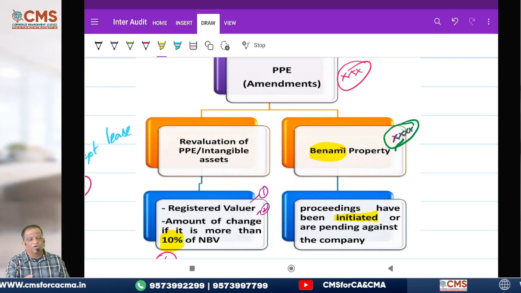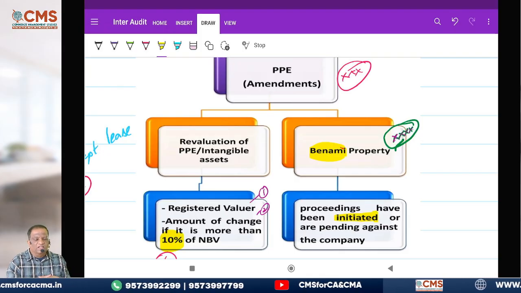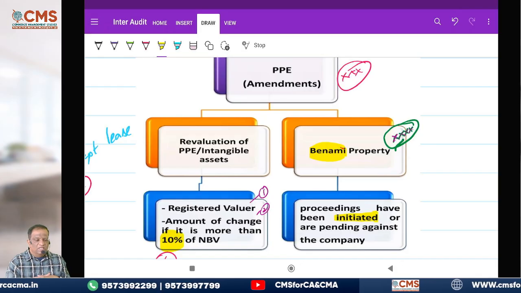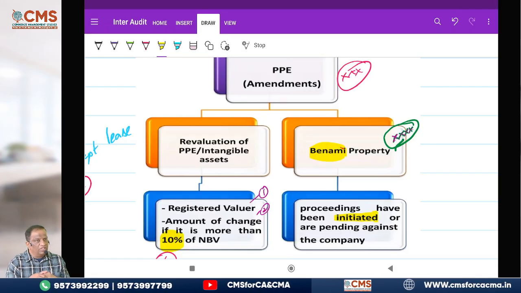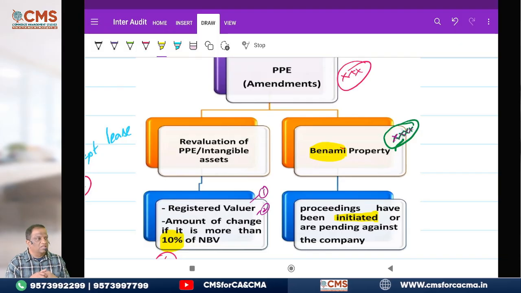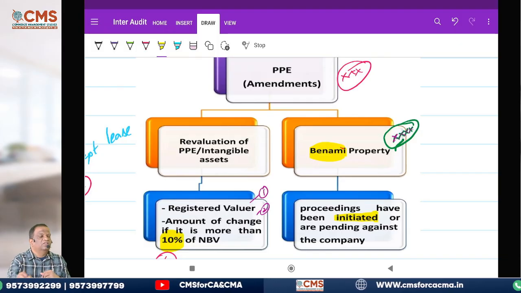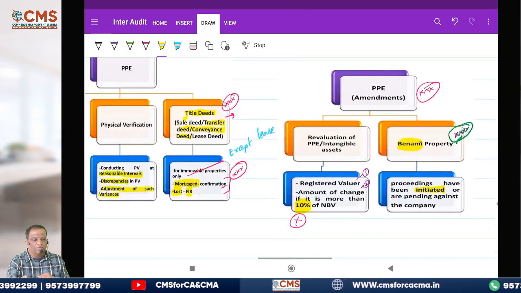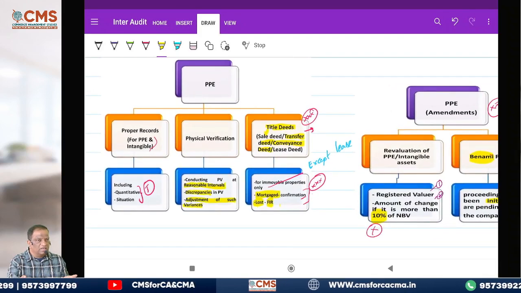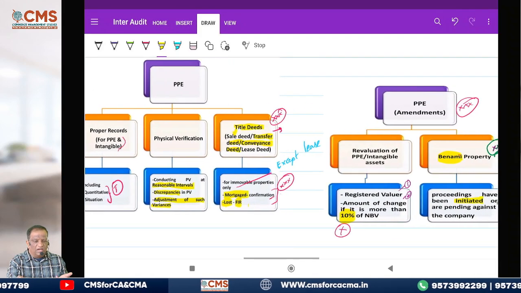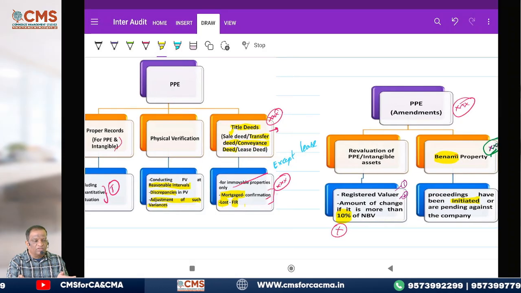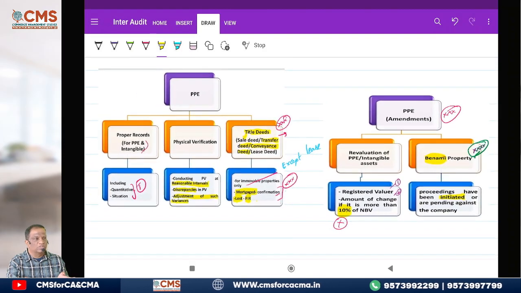And the second point they need to cover is, are there any benami properties? That is, are there any proceedings that have been initiated by the respective authorities under the Benami Acts and all that? So in which case the disclosure is required. So 5 points under PPE: proper records, physical verification, title deeds, revaluation, and Benami property. So these are the 5 points that are to be disclosed under PPE.